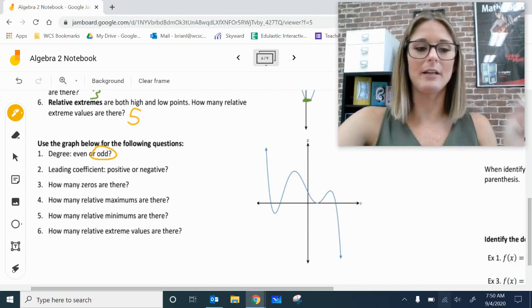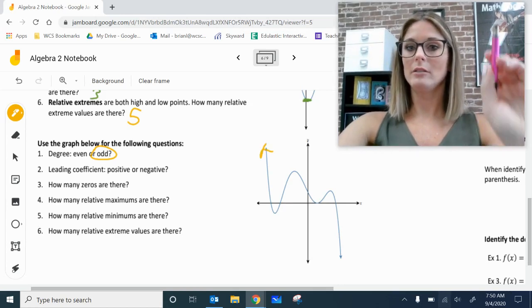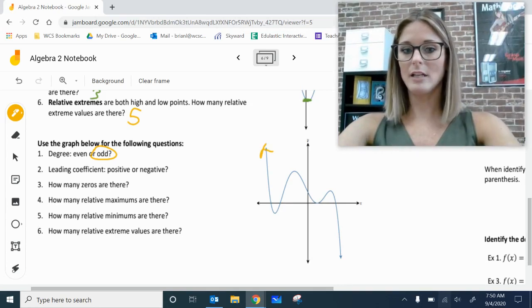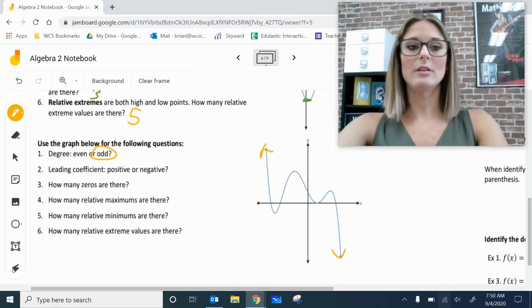I don't even know what it looks like, but I know it's odd. Is the leading coefficient positive or negative? So I've got, it's going up to down. As I look at it from left to right, it's going down. It's decreasing from left to right. So this is negative.